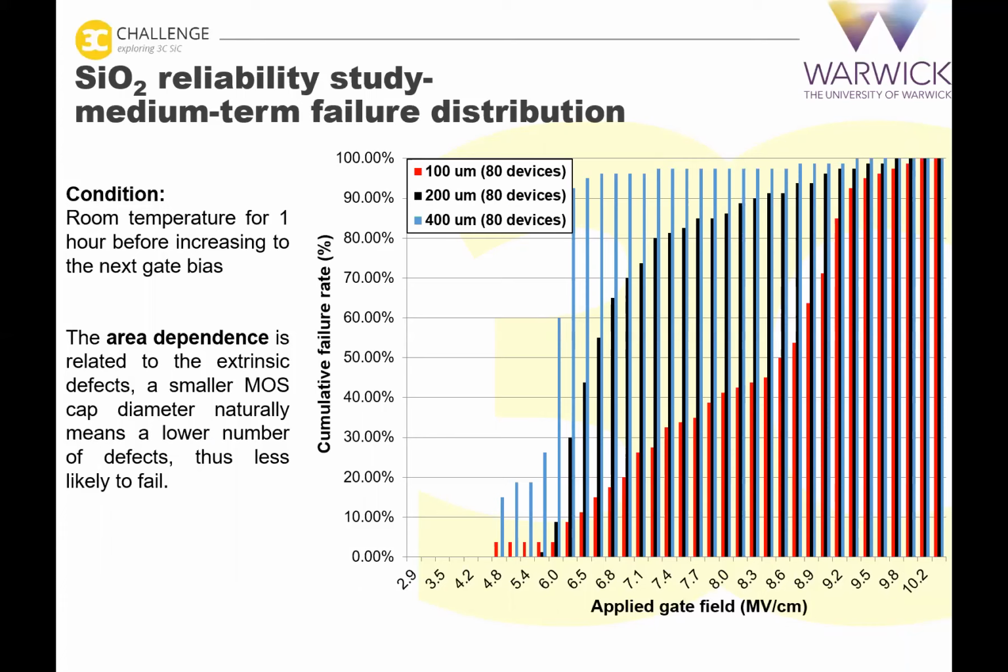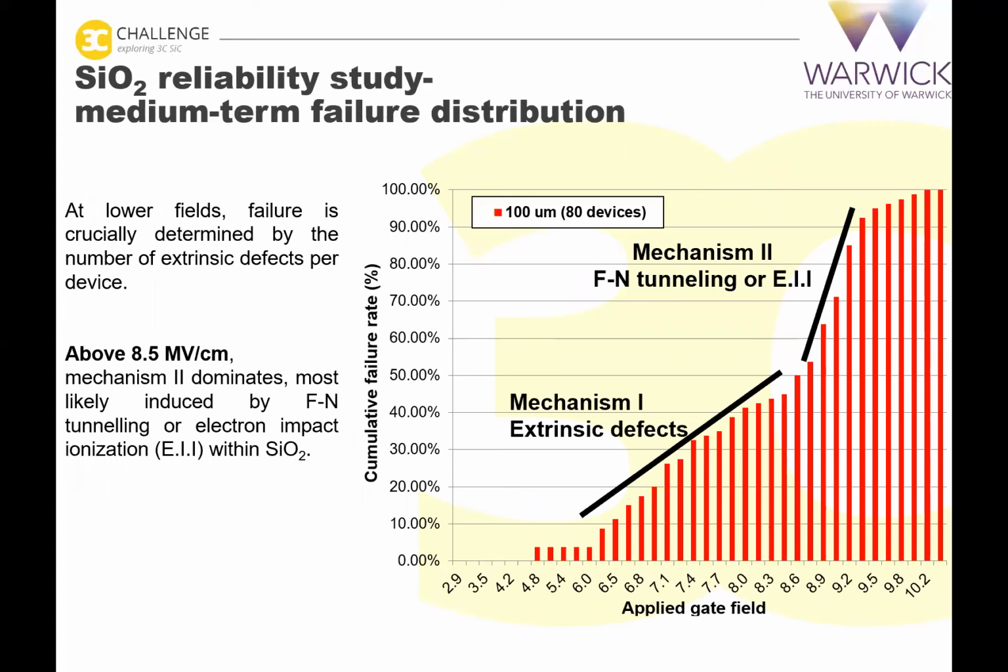Immediately, we observed a quite obvious area dependence of these devices. Basically, the bigger devices, here the 200 and 400 micron ones, they fail much more quickly than the 100 micron MOS capacitors. So actually very few of these bigger ones made it to 9 megavolts per centimeter. So it means the crystal defect density is still quite a concern here. And to continue, we only look at the smaller devices here, so the 100 micron ones.